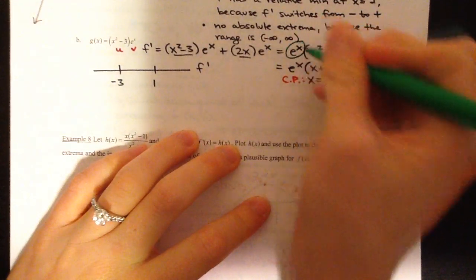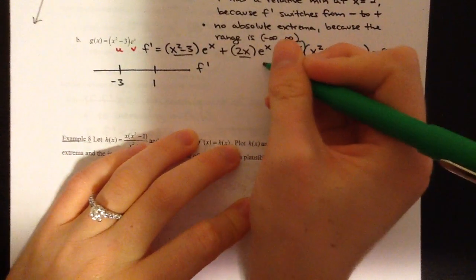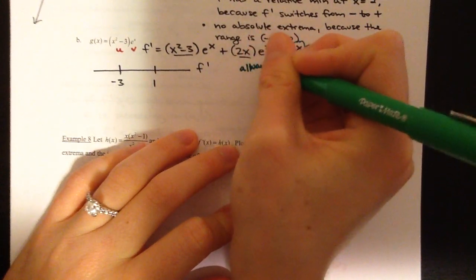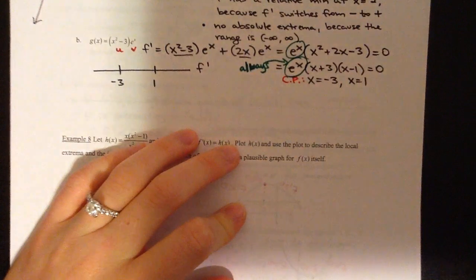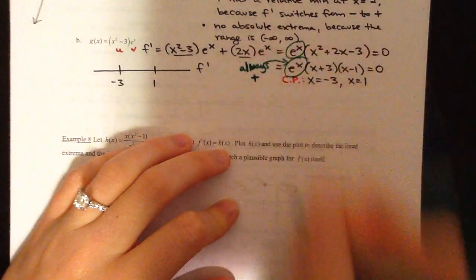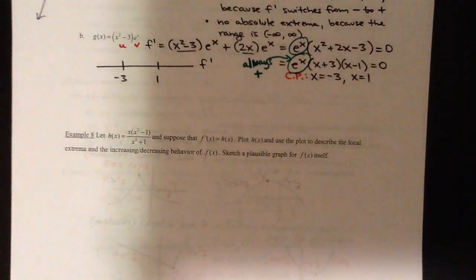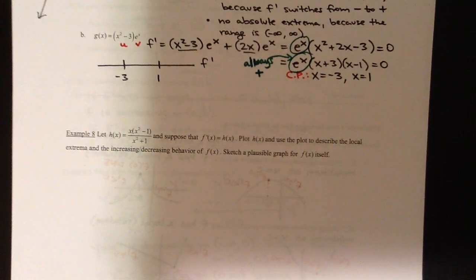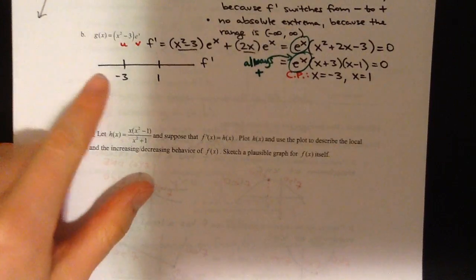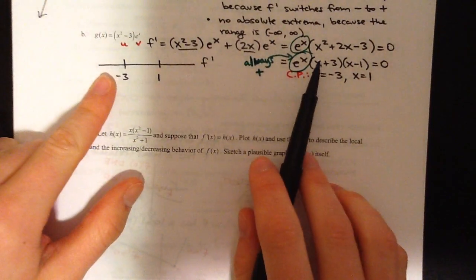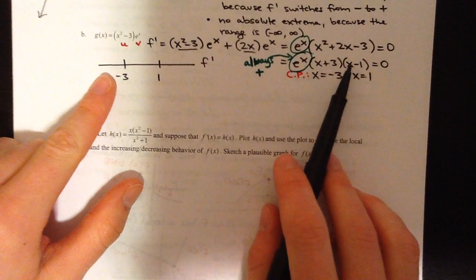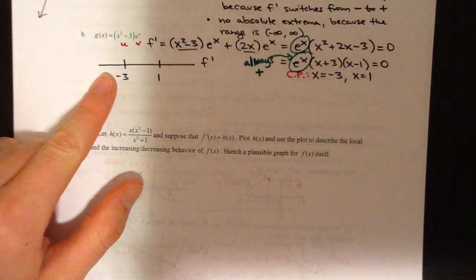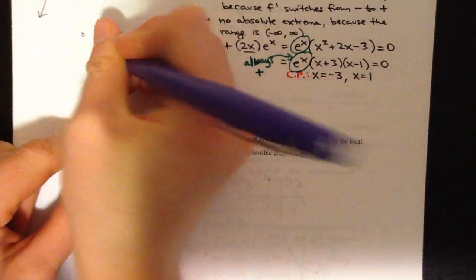This guy right here, the e to the x. E to the x is always positive no matter what you plug in. It's an exponential function. So you can almost kind of ignore it when you're working on the sign of everything else. So say I plug in like negative 10. Negative 10 plus 3 is negative. Negative 10 minus 1 is negative. So I have a positive times a negative, and that is going to come out positive.